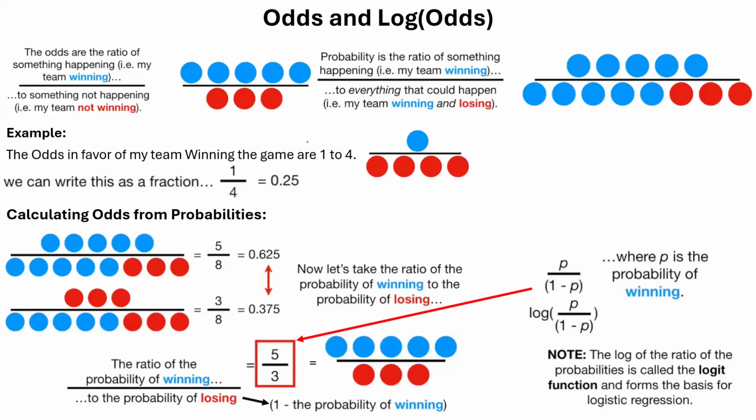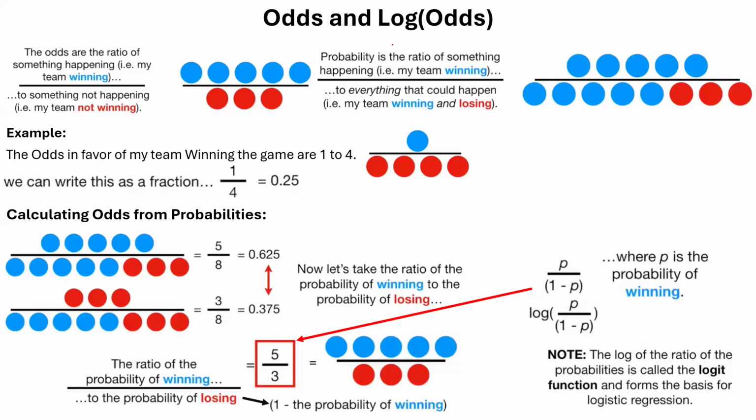So odds are the ratio of something happening to something not happening. The odds in favor of my team winning: out of 5 games, my team's winning chances are 1 game and my team losing chances are 4 games. That means winning happening to winning not happening, which means the team is losing. Winning by losing, happening to not happening. That is what odds actually means.